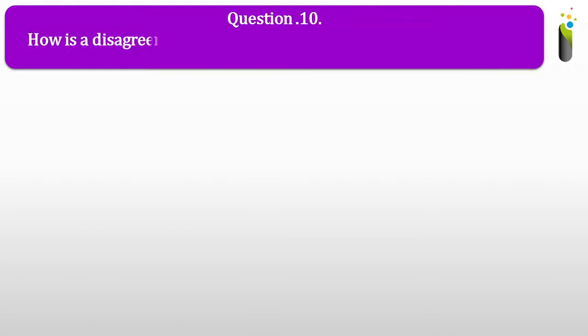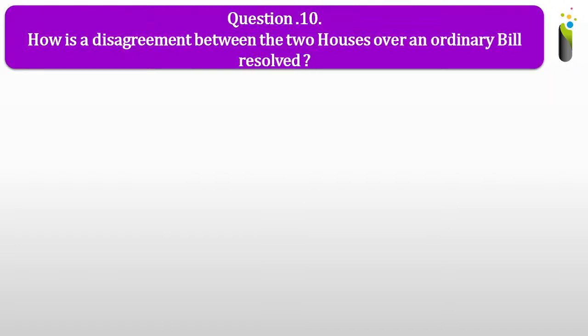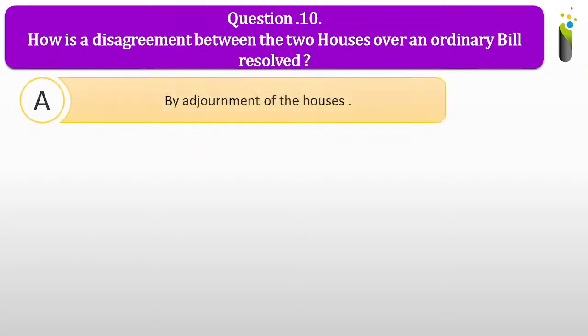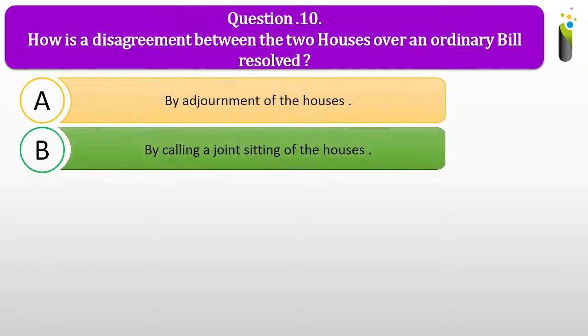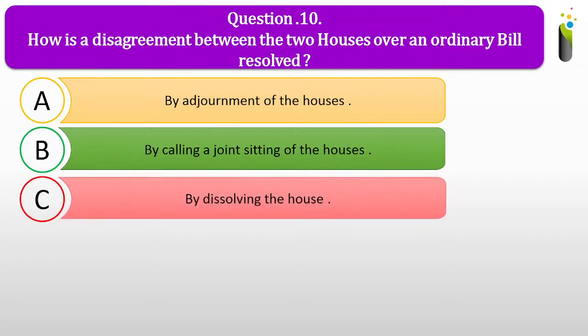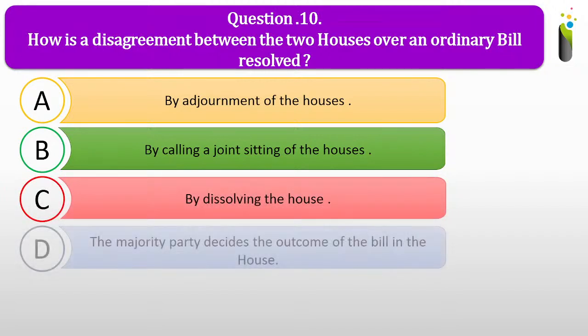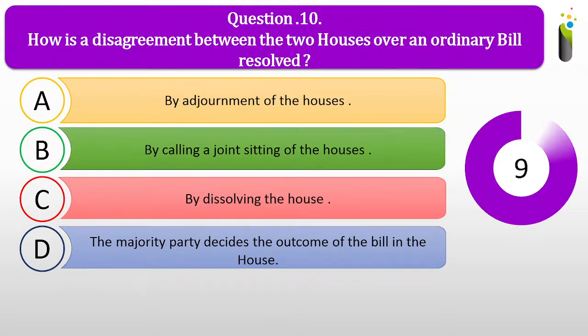Question number 10. How is a disagreement between the two houses over an ordinary bill resolved? A. By adjournment of the houses. B. By calling a joint sitting of the houses. C. By dissolving the house. D. The majority party decides the outcome of the bill in the house.